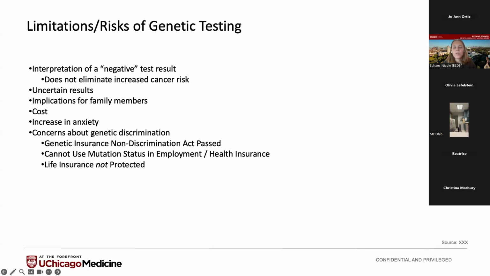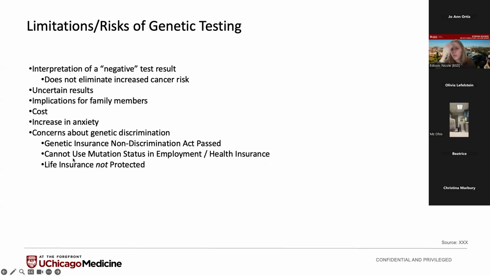If my employer thinks I'm going to get cancer, or if my health insurance company thinks I'm going to get cancer, is that going to affect their ability to insure or hire me? There has been a Genetic Insurance Non-Discrimination Act passed where you can't use mutation status for employment or healthcare insurance purposes. However, it hasn't yet been covered in terms of life insurance.